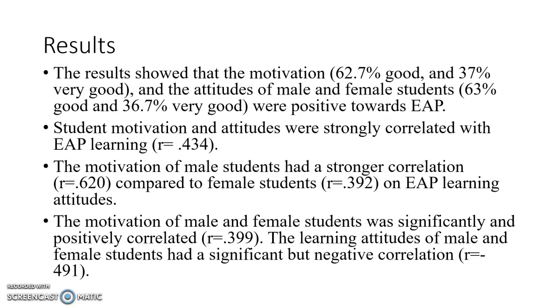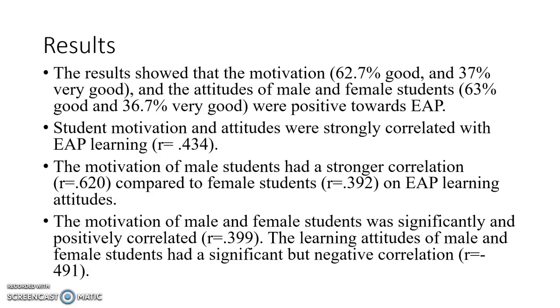Next, the results show that the motivation of the students for joining the English for academic purposes is categorized as good, because 62.7 percent chose items in the good position, and 37 percent of them are very good. That means all the students, both male and female, are motivated for joining the English for academic purposes. And the attitude of male and female students is in the position of 63 percent good and 36.7 percent very good.